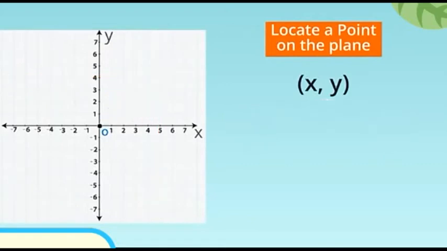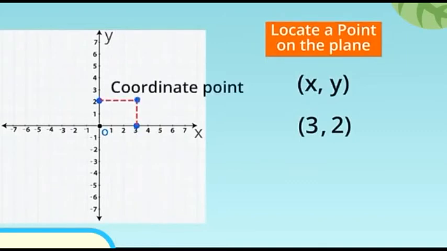Like we denoted origin O as 0, 0, if you remember. Suppose the value of x is 3 and the value of y is 2, and we have to locate this point on the graph. Now on the x-axis, 3 is here and on the y-axis, 2 is here. From these 2 points, we will draw a perpendicular line and the intersection point of the two lines will be the coordinate point, which is 3, 2.